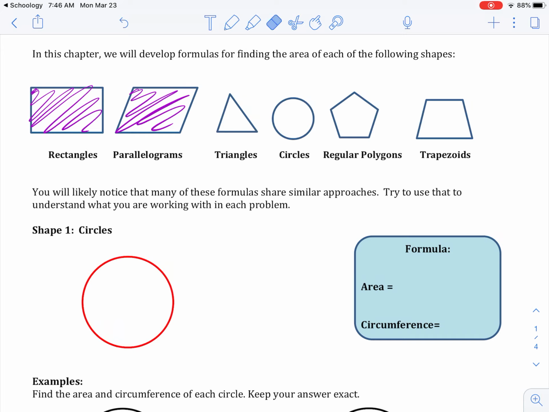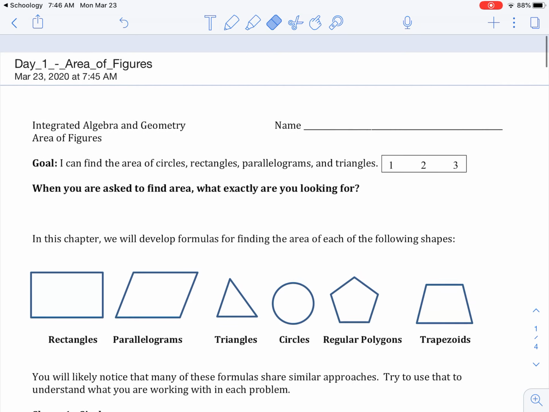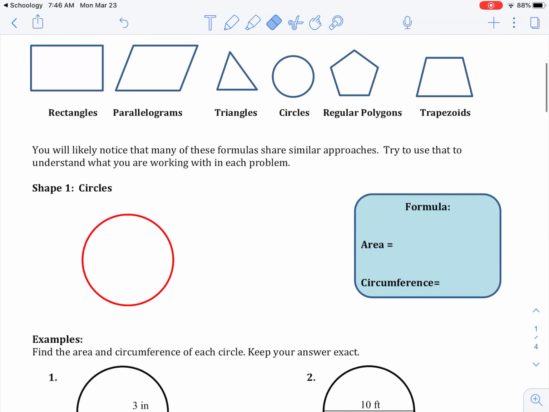Okay, so in this chapter, we will develop formulas for finding the area of each of the following shapes. We have rectangles, parallelograms, triangles, circles, regular polygons, and trapezoids. We'll save regular polygons and trapezoids for tomorrow. Let's start with circles. You will likely notice that many of these formulas share similar approaches. Try to use that to understand what you're looking for with each problem.